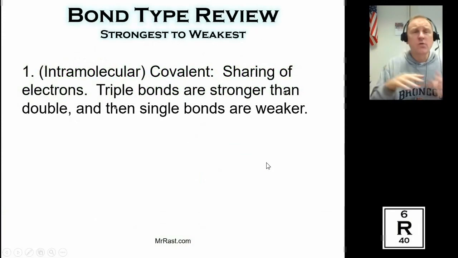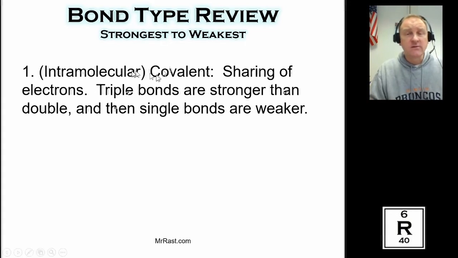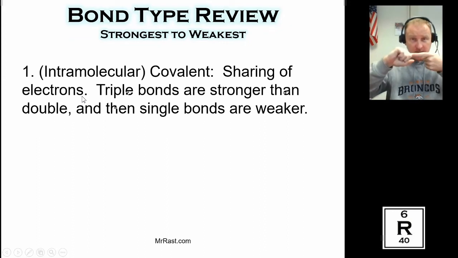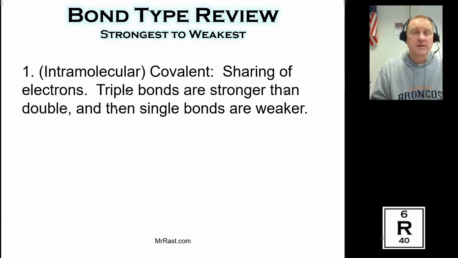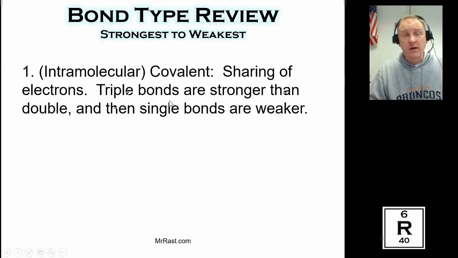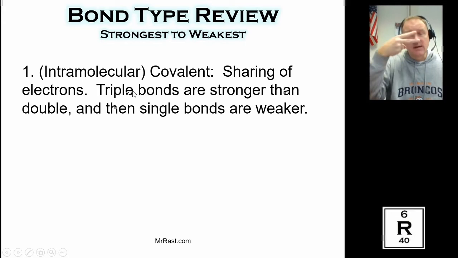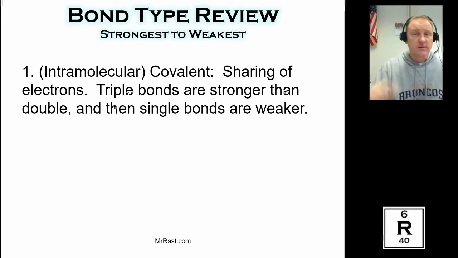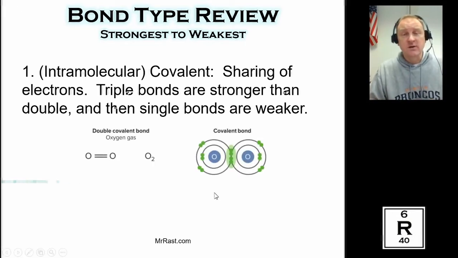So let's go through the different bonds we talked about, from the strongest type of bond to the weakest. The strongest bond is a covalent bond. This is sharing of electrons. When they share those bonded electrons, that is the strongest type of bond. And by the way, of covalent bonds, triple bonds are the strongest, then double bonds, and then single bonds.